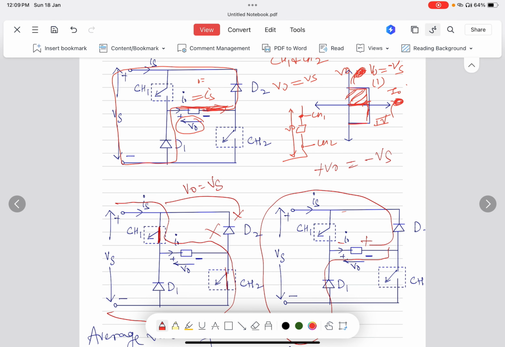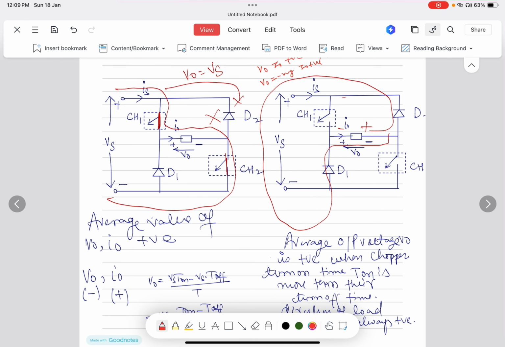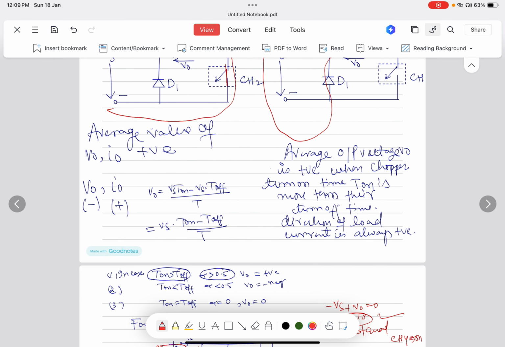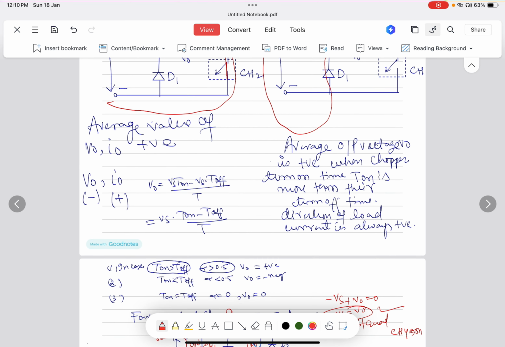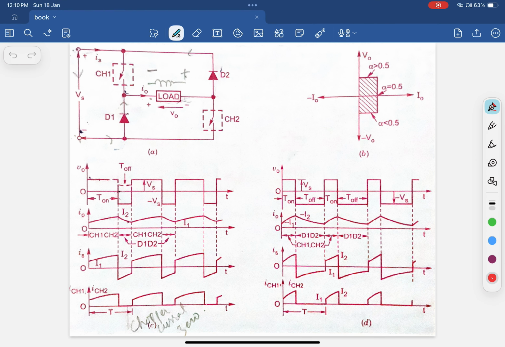So what we observe is that in the first case V naught and I naught are both positive, and in the last case V naught is negative and I naught is still positive. You can also see this by the graphs. Now, how do we calculate the average value of V naught and I naught when it is positive? I will show you how the graph looks.